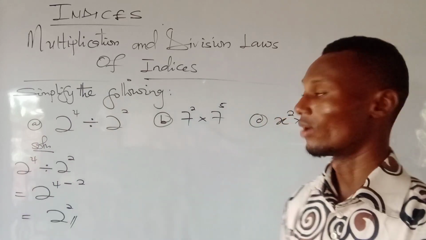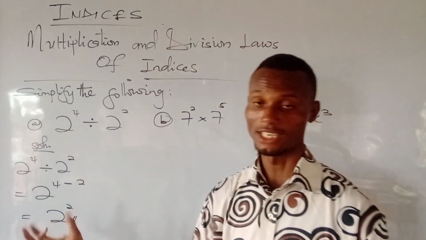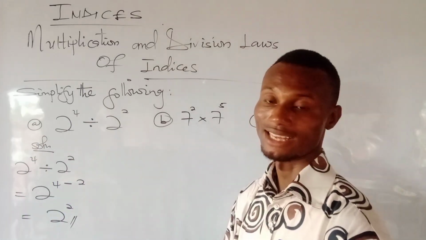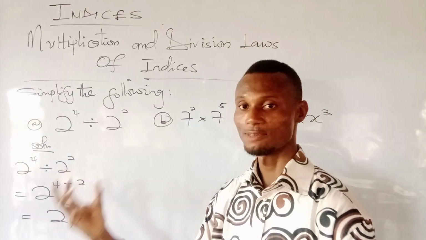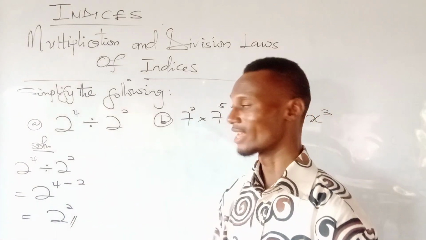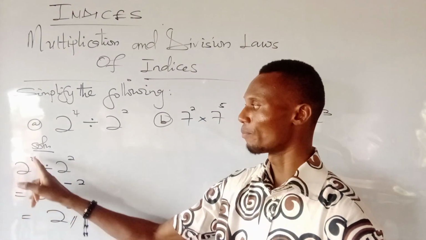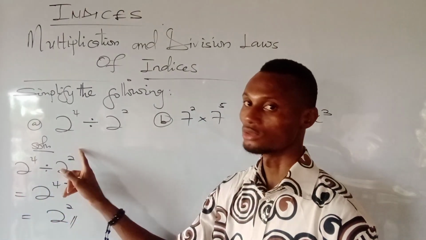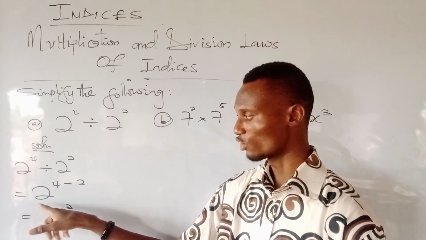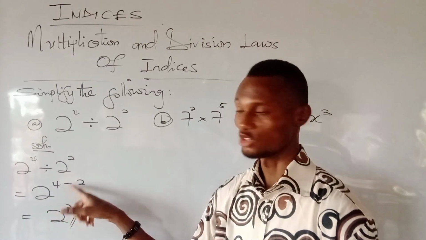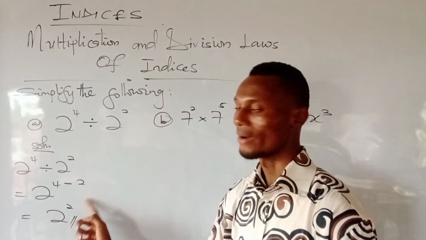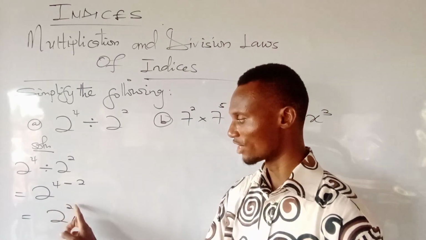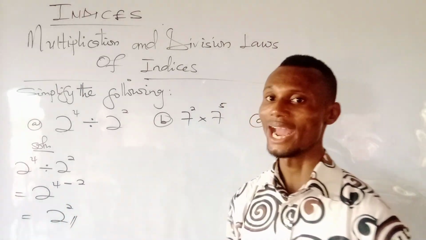For A, we just apply the division law of indices, which says that if the bases are the same and they are dividing, we just pick one of the bases, then we subtract the powers. So having 2 to the power 4 divided by 2 to the power 2, to simplify it is just 2 to the power 4 minus 2. We subtract the powers, so it gives us 2 to the power 2, because 4 minus 2 gives me 2. So this is my answer.